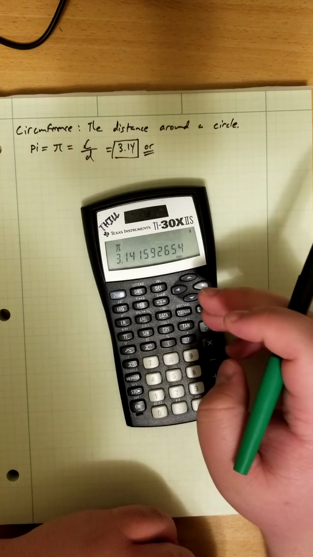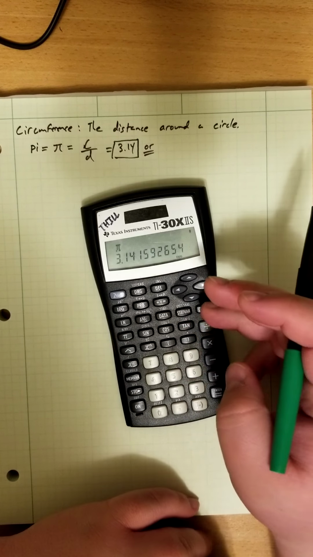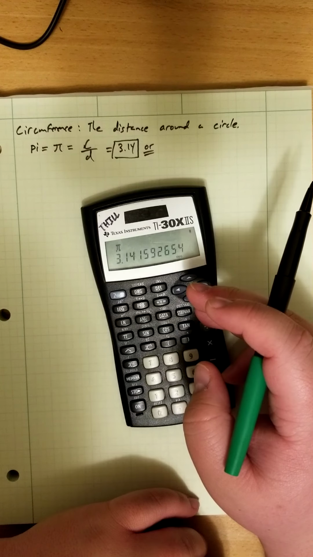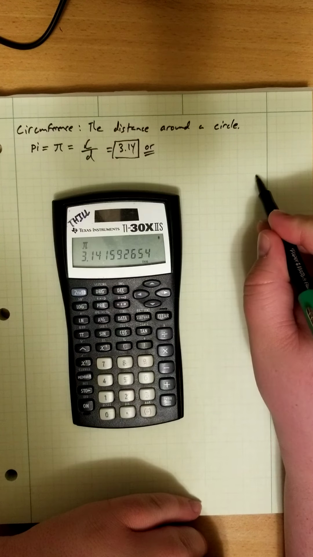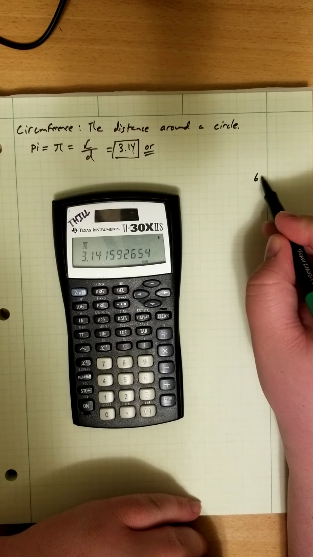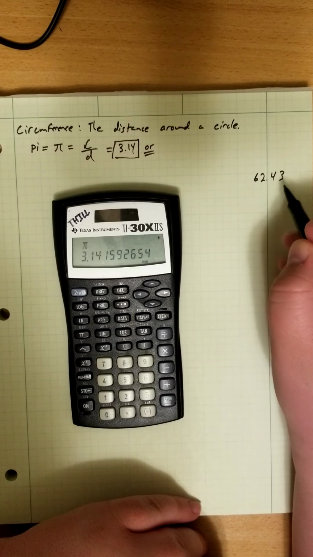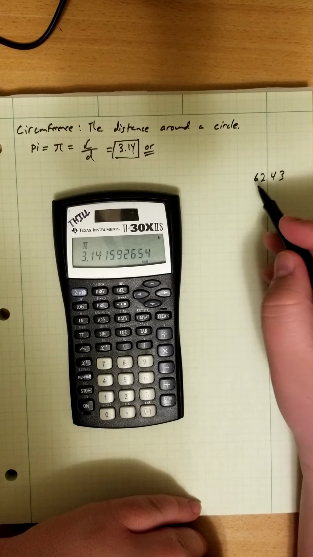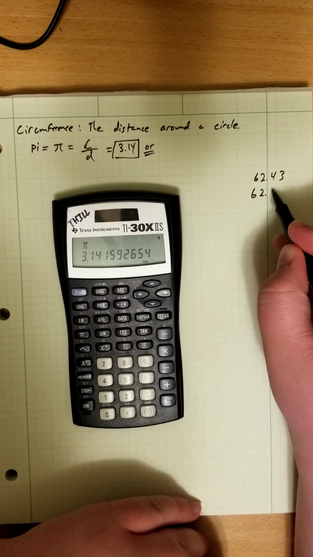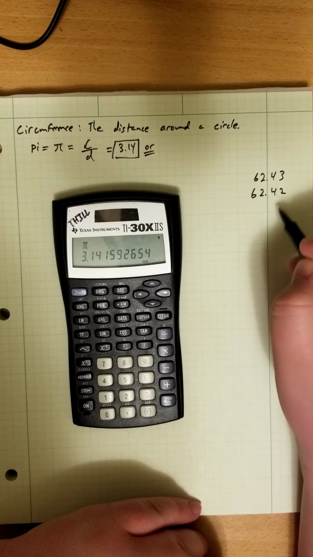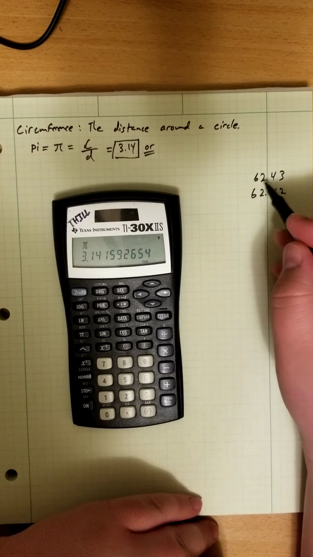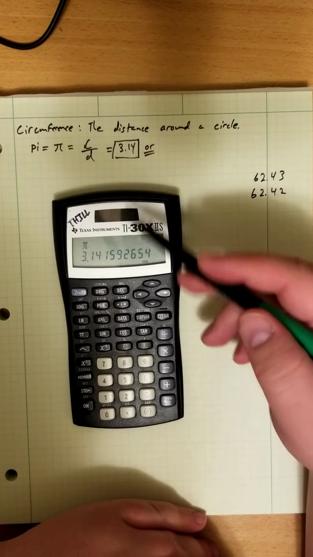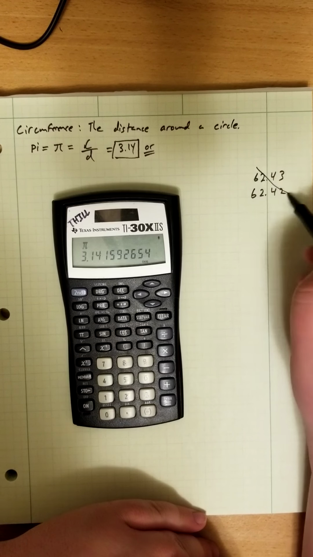They'll always be within hundredths of a value from each other. So if I use this value, I might get the answer of like 62.43, whereas if we use 3.14, the value would be 62.42, or they're different, but obviously they're just the same thing. We just use different values for pi.